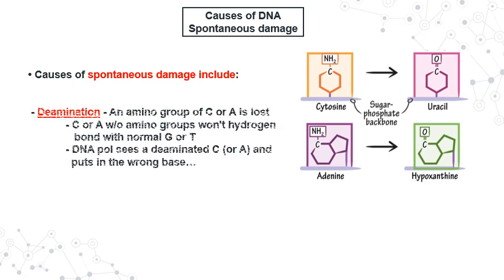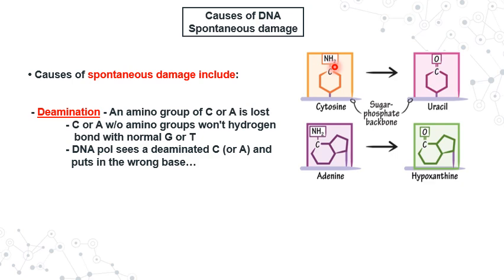Other types of spontaneous damage. You can have deamination. So you think about an amino group. If you look at cytosine, you have an amino group right there. And you can have deamination. This amino group will fly away. And let's say it gets converted to another group that is a carbonyl group here. If that happens, you are changing this pyrimidine from being cytosine to being uracil. That is a problem because uracil should not be in the DNA to begin with.